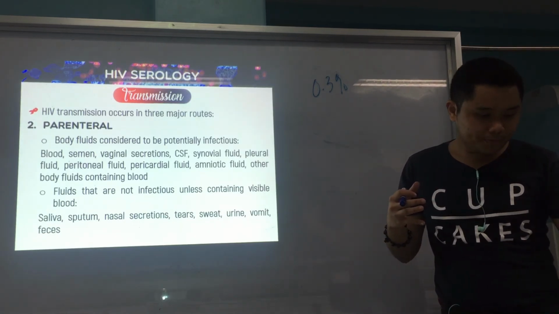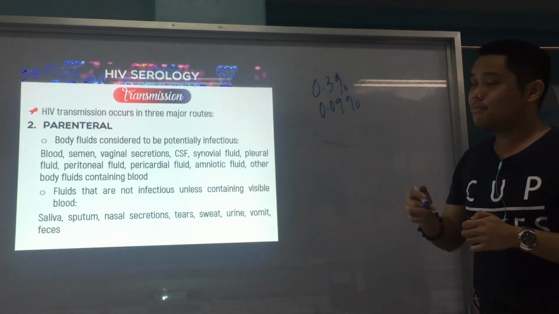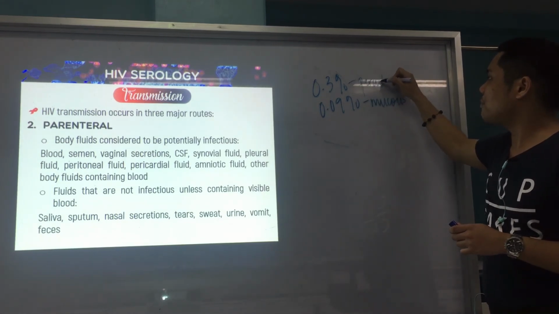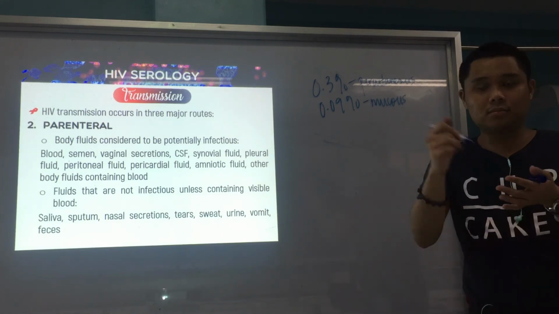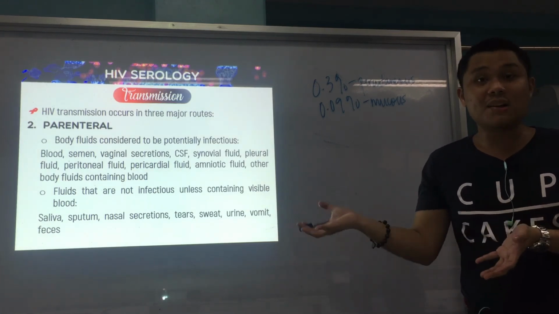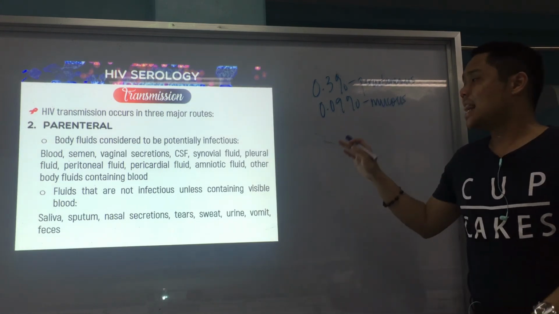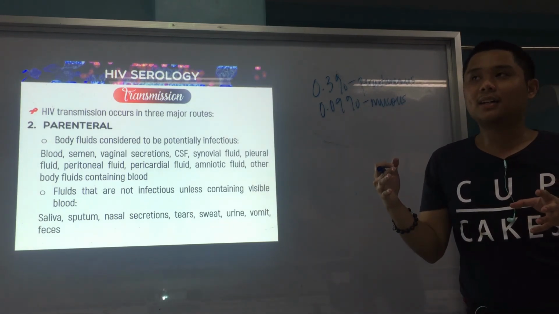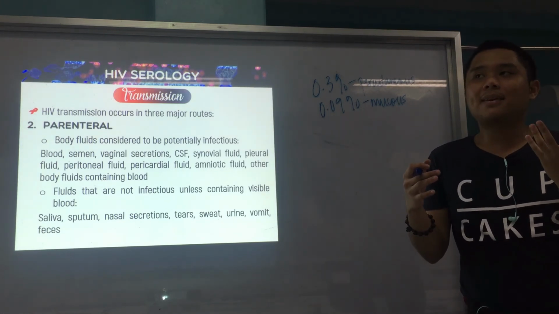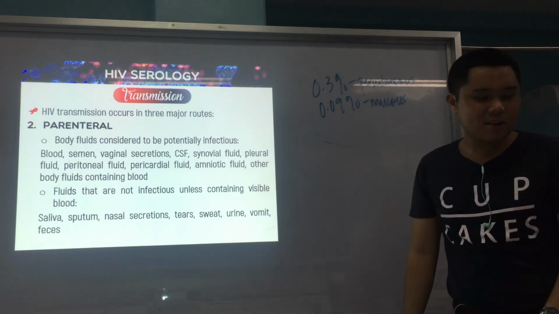And 0.09% after a mucous membrane exposure. So percutaneous means, for example, a needle used with the blood of an HIV-positive individual pricks you, and the risk is about 0.3%. For mucous membrane, for example, blood of an HIV-infected person gets on your mucous membrane, like your eyes, the risk is 0.09%. That's according to Stevens.